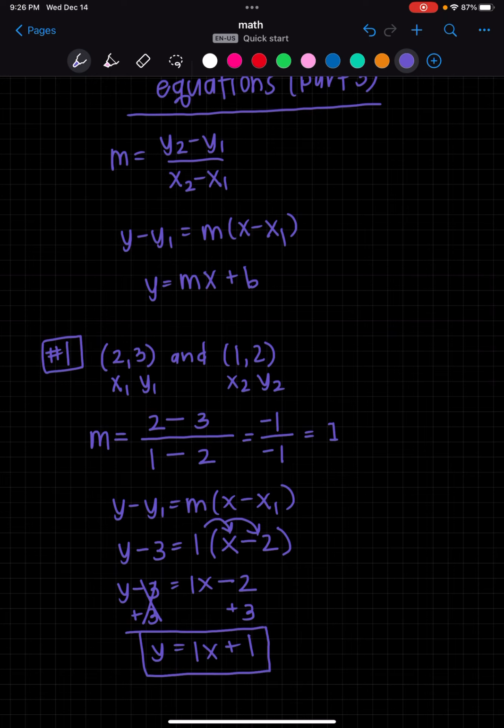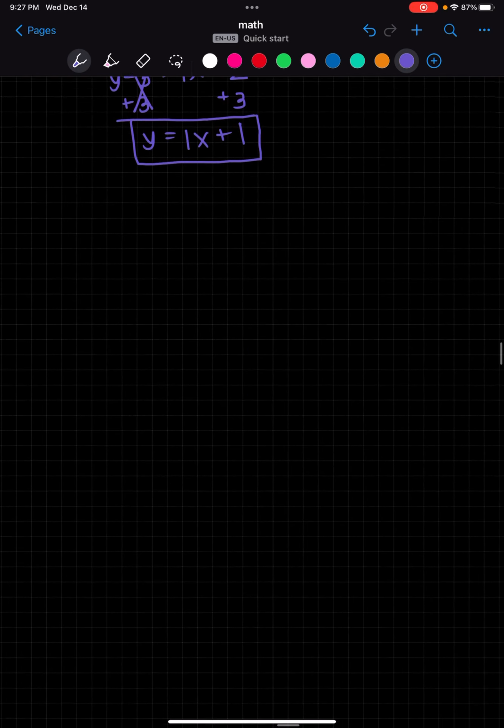That is in slope-intercept form. It's that y equals mx plus b form. It looks really pretty, easy to graph, and there we have it. Okay, let's go through another example.